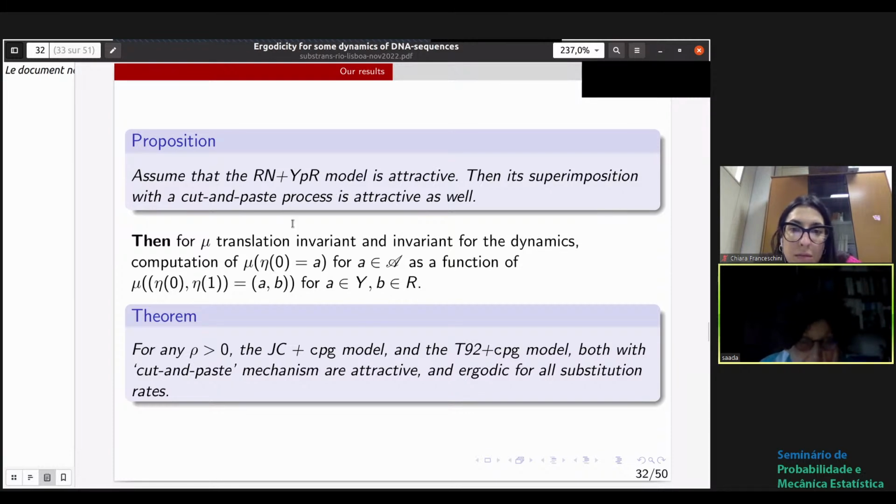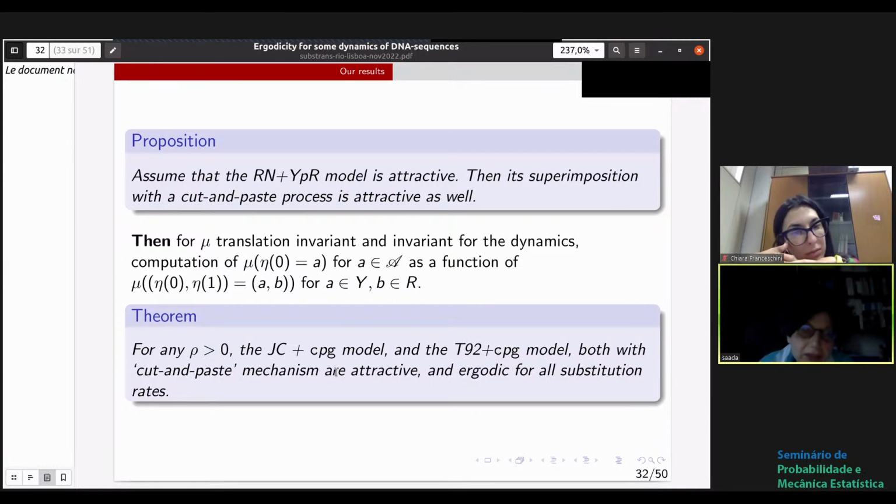So we need the first moments. And in fact, it's just a computation. We get the first moments as a function of values of the second moment, but we don't need these values, in fact. I mean, this can stay like this, and we can compute the values and prove the 2 equalities we're interested in. And so what we get is that the GC plus CPG and T92 plus CPG are attractive and ergodic.